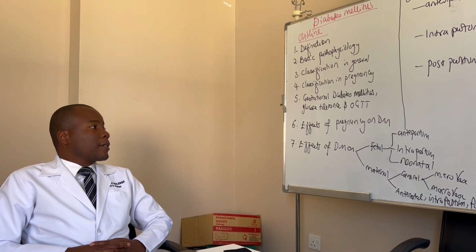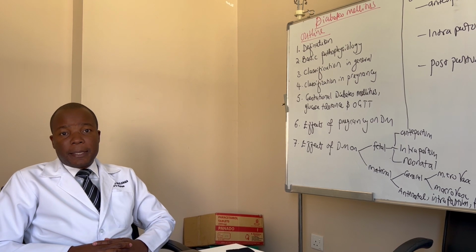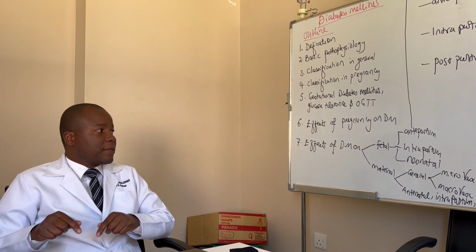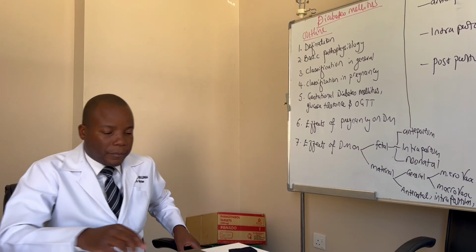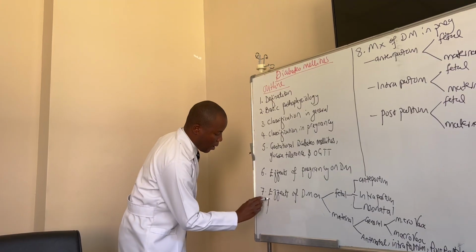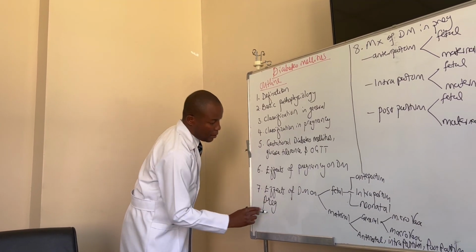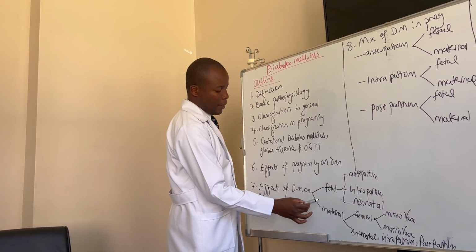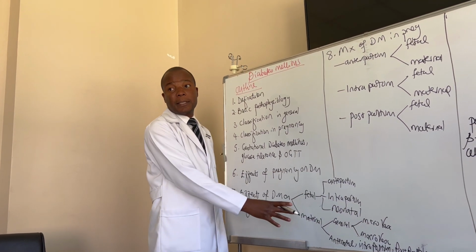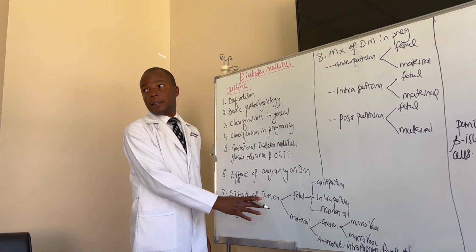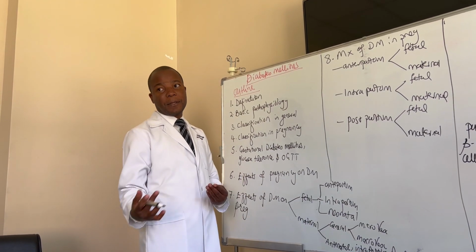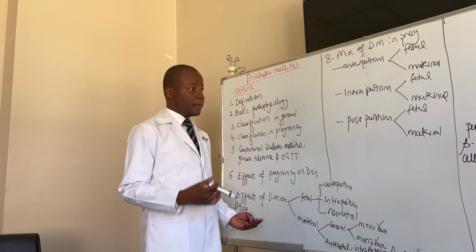Then we'll look at effects of pregnancy on diabetes mellitus, just like we'll look at effects of diabetes mellitus on pregnancy. And under that one, we'll look at fetal and maternal effects. Basically, you shall see that these are general complications of diabetes mellitus, because that's what the condition is doing to pregnancy, both to the mother and to the baby.